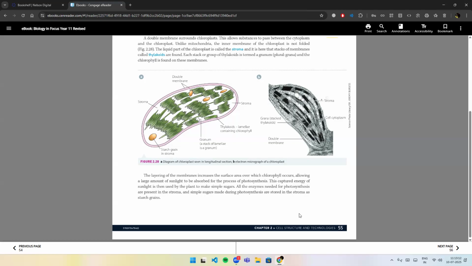This captured energy of sunlight is then used by the plant to make simple sugars. All the enzymes needed for photosynthesis are present in the stroma, and simple sugars made during photosynthesis are stored in the stroma as starch grains.